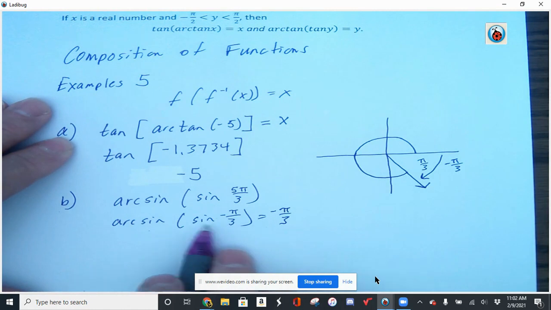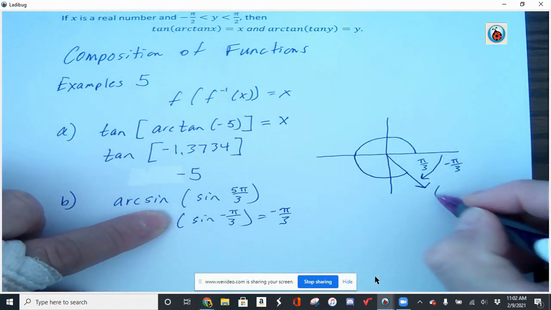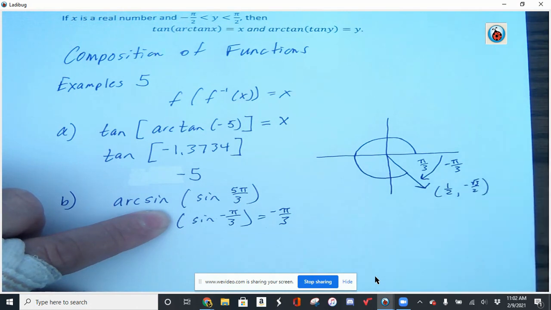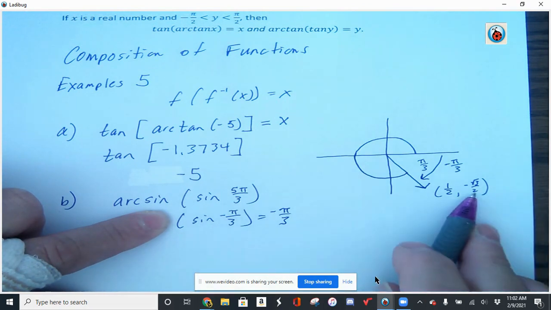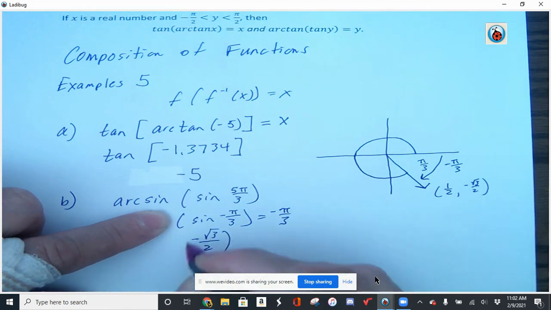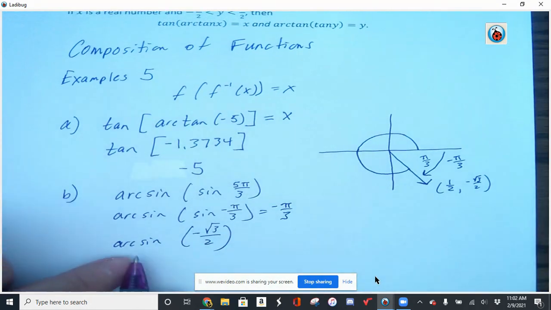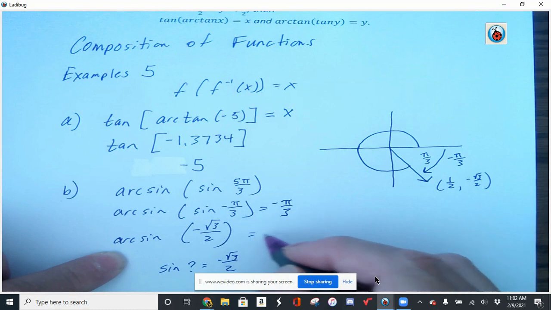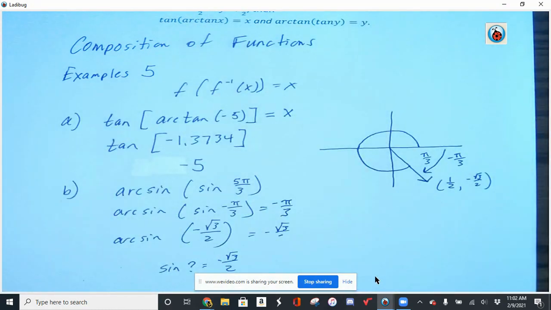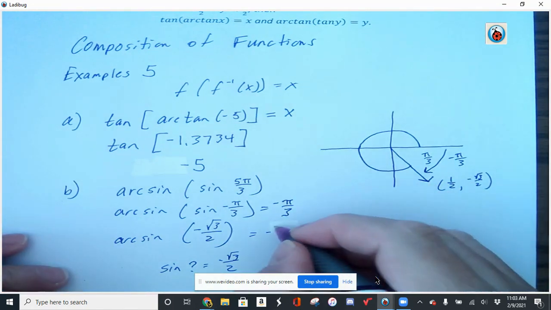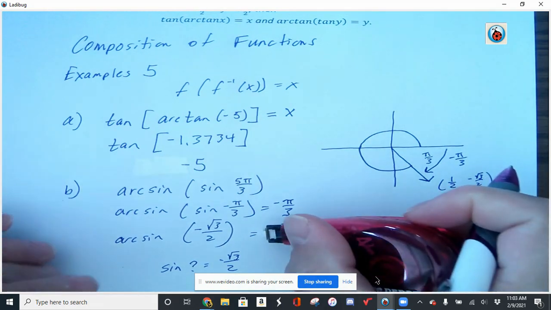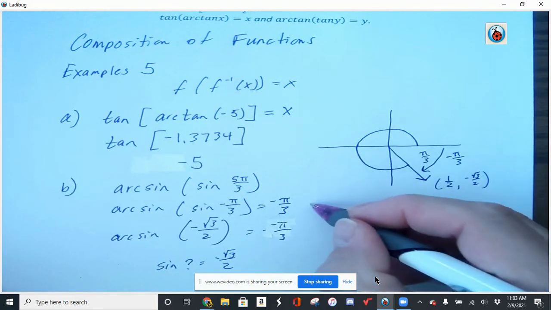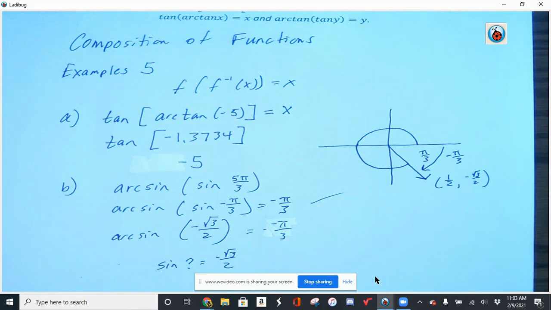Let's test that. The sine of negative pi over 3, here's the angle. It has an ordered pair, and that means the sine value is negative square root of 3 over 2. Remember arcsine: I want to know what angle has a sine value of negative square root of 3 over 2. Well, it's negative pi over 3. So this is equal to negative pi over 3, so this is correct. That's how the inverse properties work on this.